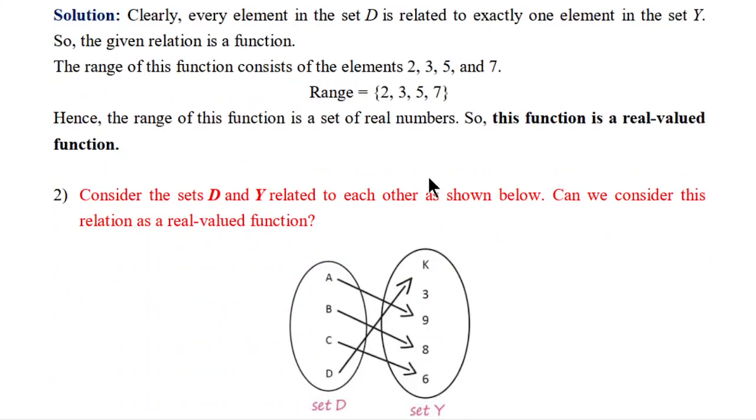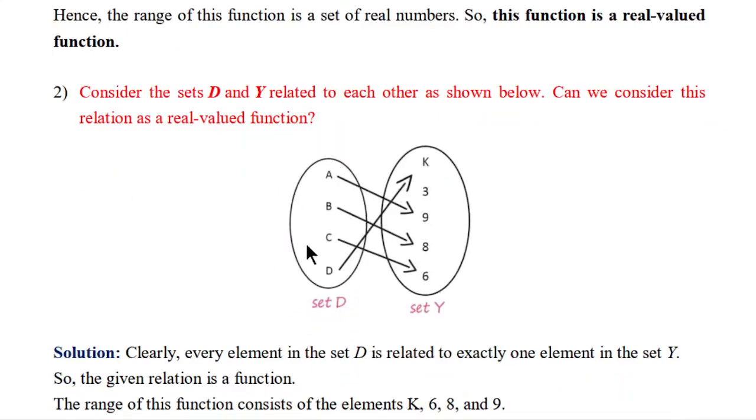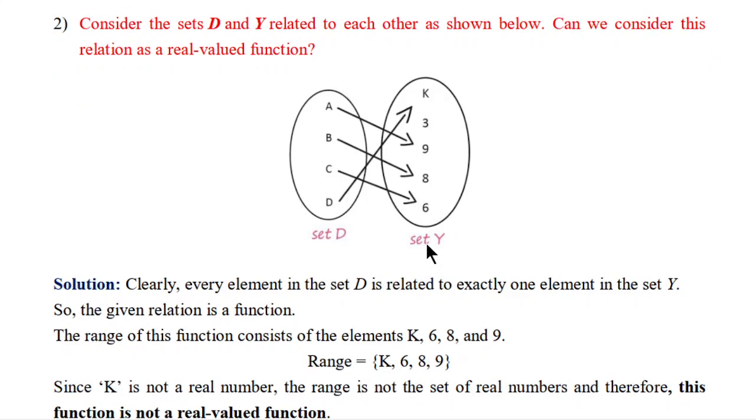Consider another example. Sets D and Y related to each other. Can we consider this relation as a real valued function? So in set D we have A, B, C, D, and in set Y we have K, 3, 9, 8, 6. First of all, consider whether it is a function or not. Clearly, every element in set D is related to exactly one element in set Y. So the given relation is a function.